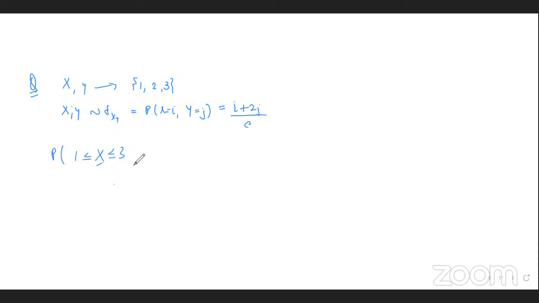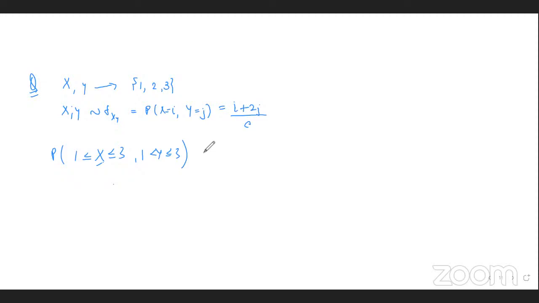So the question says your random variables x and y are taking values in 1, 2, 3. They have a joint PMF, given by probability x equals i, y equals j to be (i plus 2j) by c. You have to find the probability that x is less than 3, y is greater than 1. Can you tell me what you have done here?